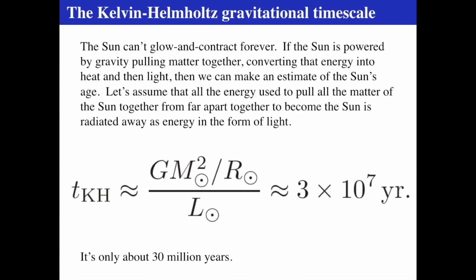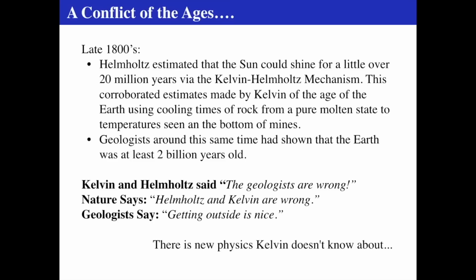This might be important for stellar formation, but not necessarily for keeping the sun alive forever. If this is the only thing that the sun or any star ever did, then stars could only live tens of millions or hundreds of millions of years at the most. All right. So by the late 1800s, Kelvin and Helmholtz basically conclude that the sun will shine for a little over 20 or 30 million years.